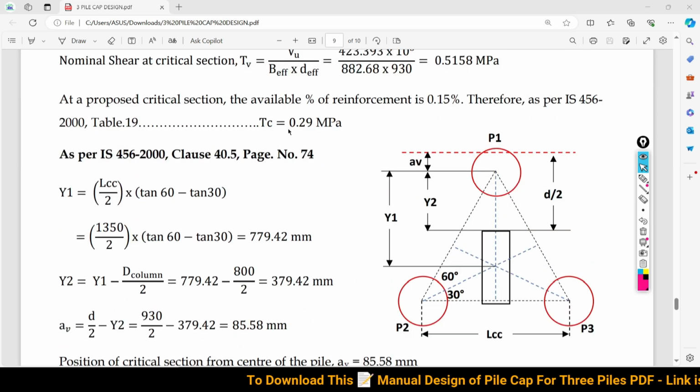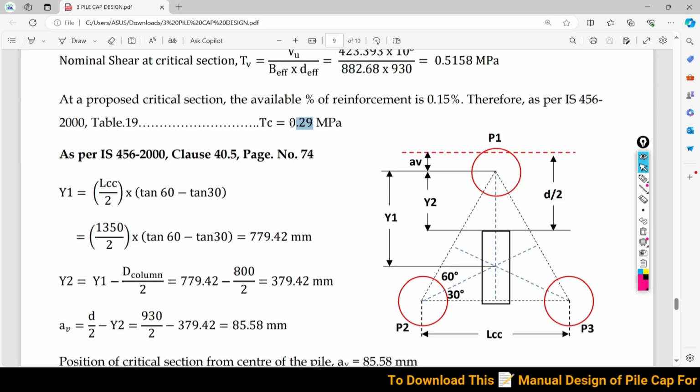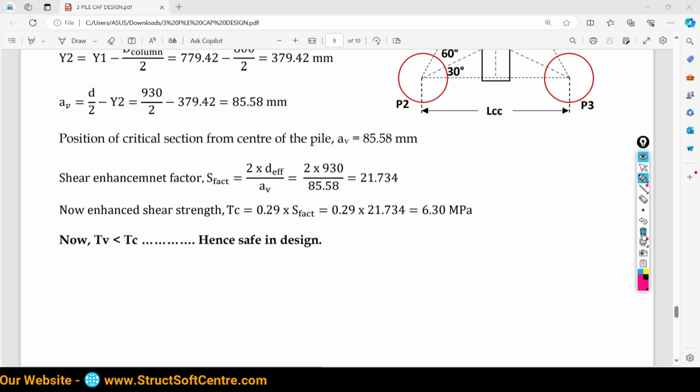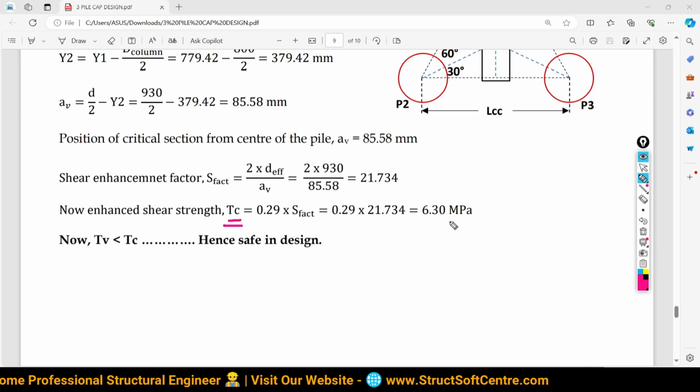So, critical capacity we have calculated as 0.29. So, we have to multiply this 0.29 with the shear enhancement factor. So, 0.29 multiplied by 21.734. After doing this multiplication, we are getting the final critical capacity of this section as 6.3 Newton per mm square.